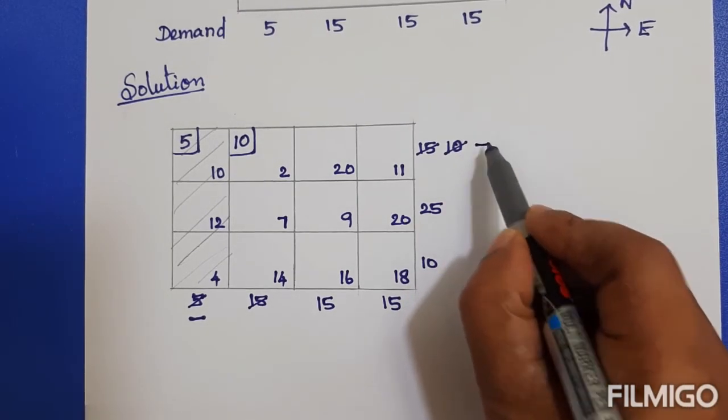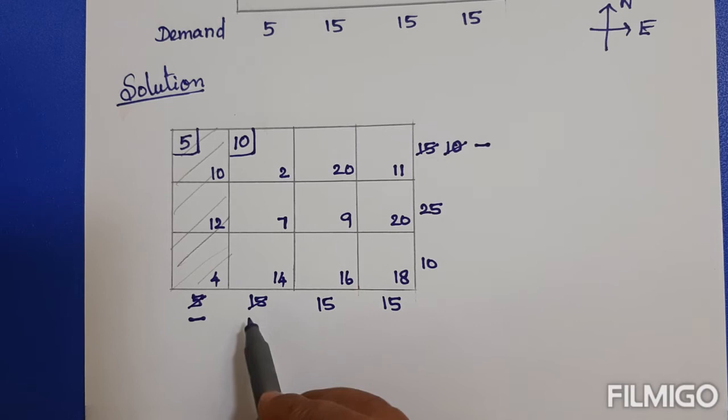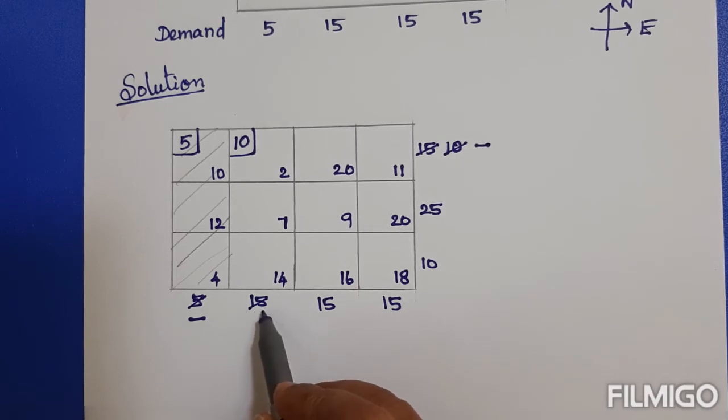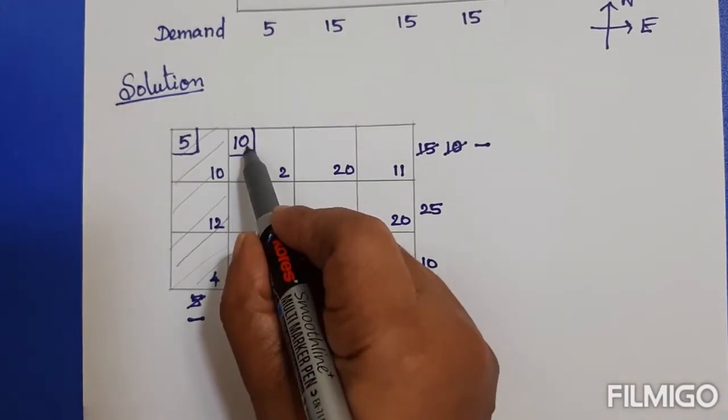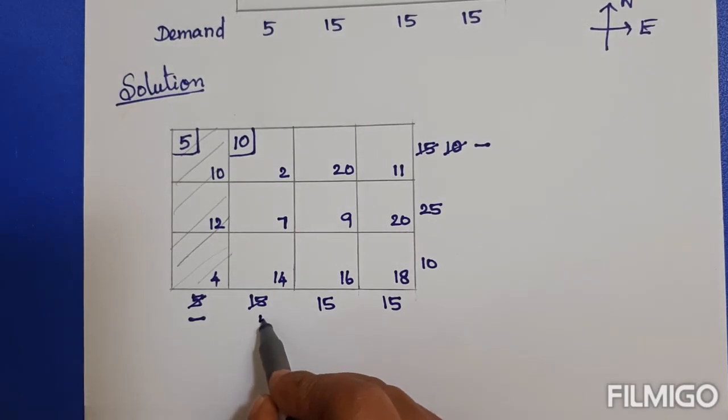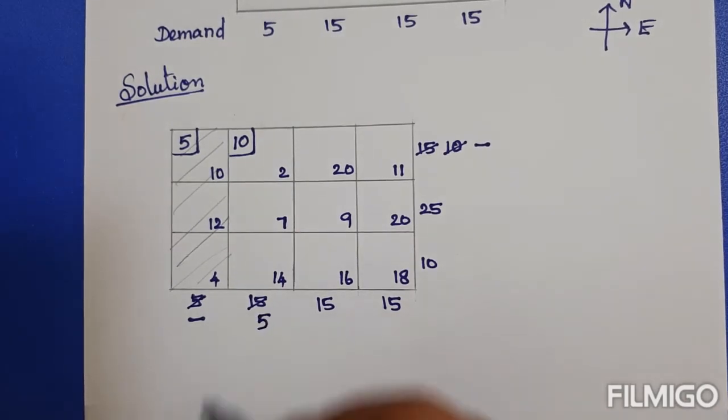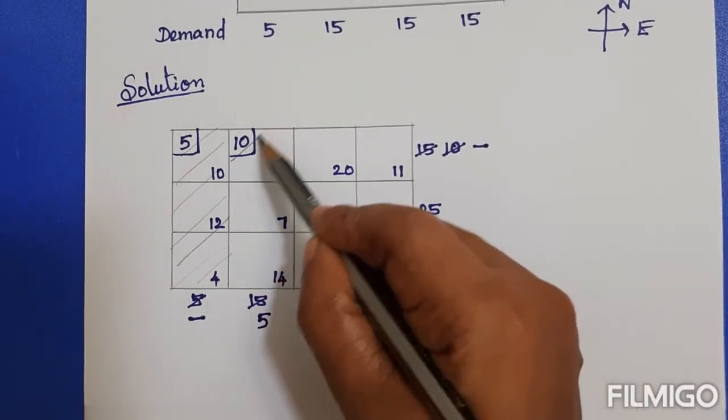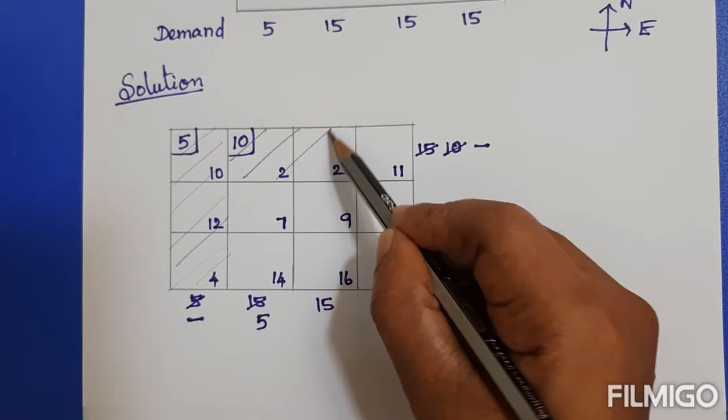So I put dash. Here already we are having 15. After subtracting this 10, I want to write this as 5. So now this becomes dash. Then we have to cross out this row.